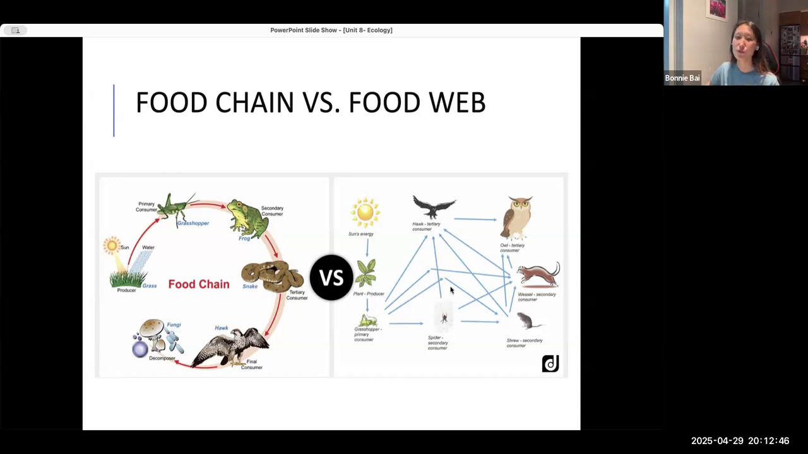So that's a food chain. A food web is more complex, but you follow the arrows just the same way, right? So you start here. Usually it will start here. The plants are the producers. Then we have our primary consumer, and then the secondary consumer over here. But in this situation, this arrow shows you that the hawk is now the secondary consumer.